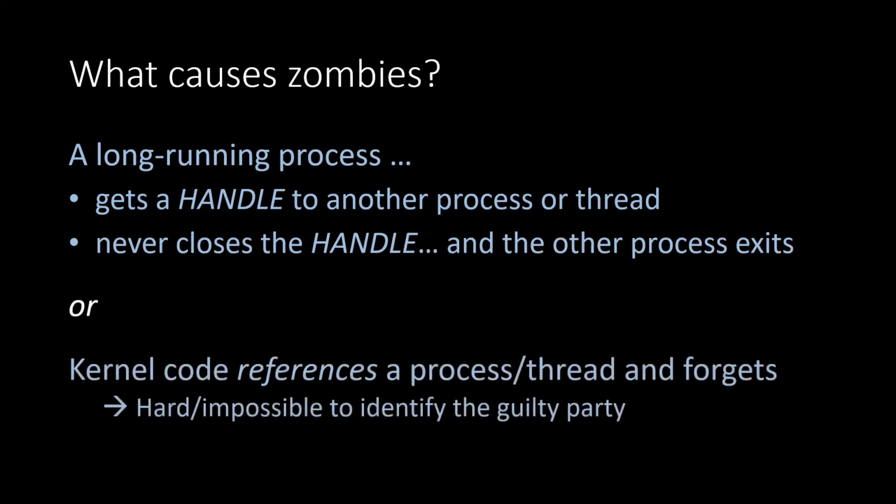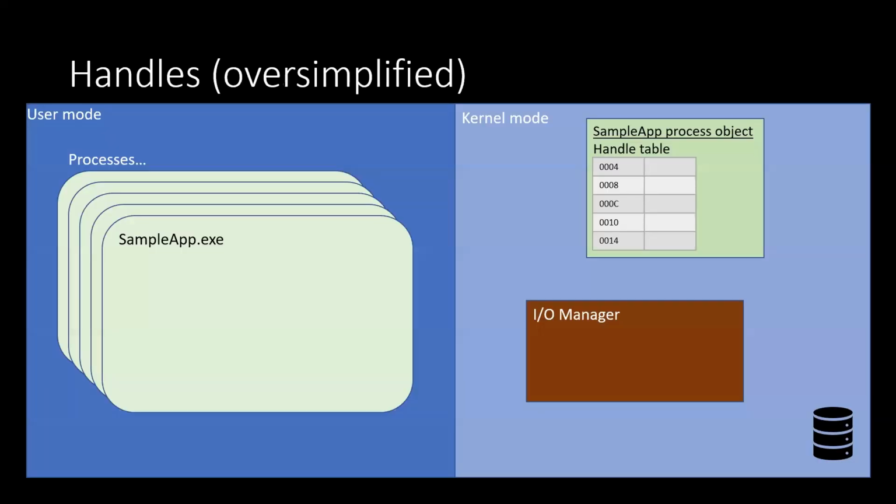It can also come from kernel code references. Some kernel code, maybe an antivirus or an anti-cheat driver on a gaming system, increments the reference count on a process or thread object and then fails to decrement that counter. In the case of kernel mode references like this, it can be difficult to impossible to reliably identify the guilty party. Let's dig in a little bit more.